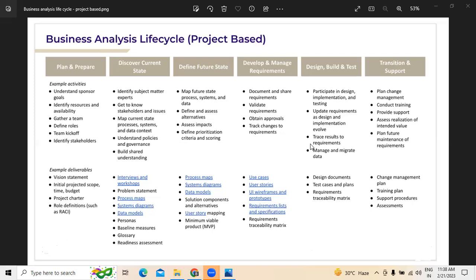Because unless you understand the assessing of impacts, what are the possible threats we come across and how to overcome them won't be known to us well in advance. So assessing of impacts, everything is required. Along with that, we need to define the prioritization based upon the criteria as well as the scoring basis.